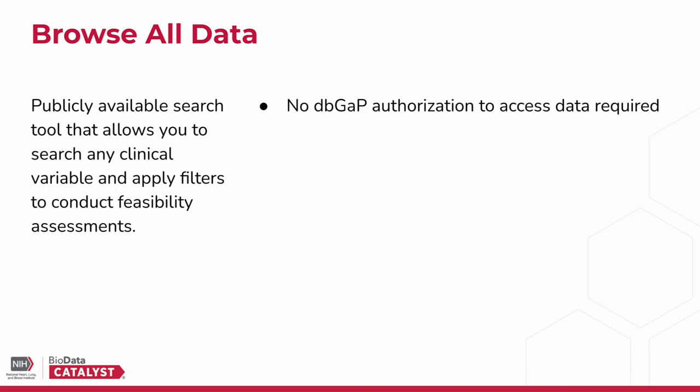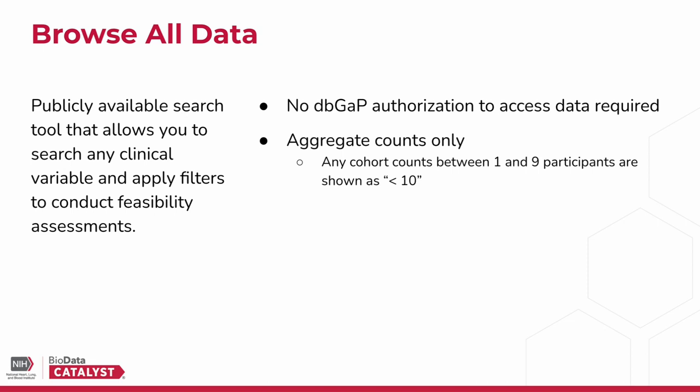Because there is no authorization required to use this tool, there are some protective measures that have been implemented. The first is that only obfuscated counts of the participants are returned. There is no access to participant-level data permitted. The obfuscation means that if less than 10 participants meet the inclusion criteria, it will be shown as less than 10.